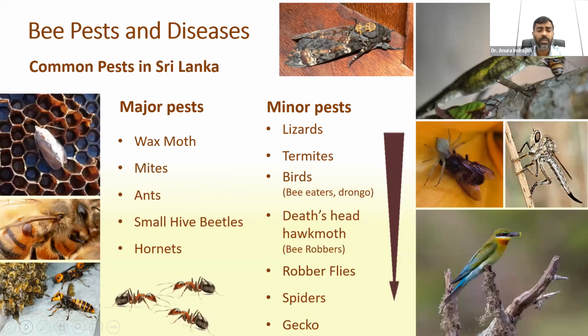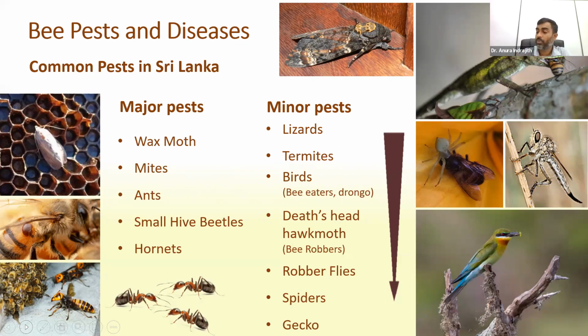Other than this, there are some hemipteran bugs such as ambush bugs and assassin bugs. They also attack honeybees, especially spiders. They are general predators, so they feed on any insect. Therefore, these invertebrates can also be considered a kind of invertebrate pest, or minor pest. Now we will see what the major pests are in detail.